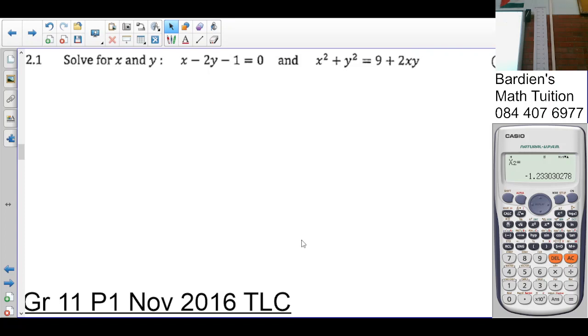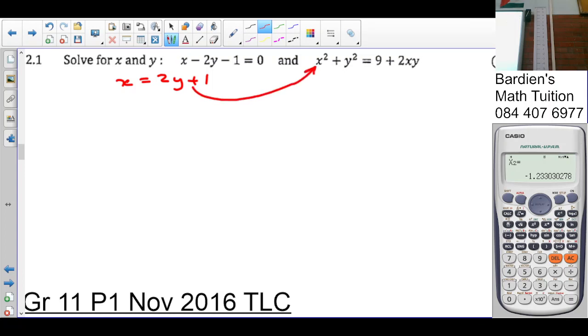Okay? So let's go here. We take it over the equal sign, so it becomes x is equal to 2y plus 1. So what do we do with this equation? Wherever we see an x, we replace x with 2y plus 1. So that becomes (2y plus 1) squared plus y squared is equal to 9 plus 2y times x, which is (2y plus 1).